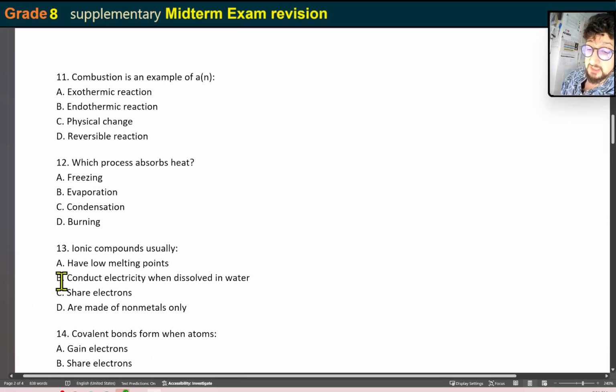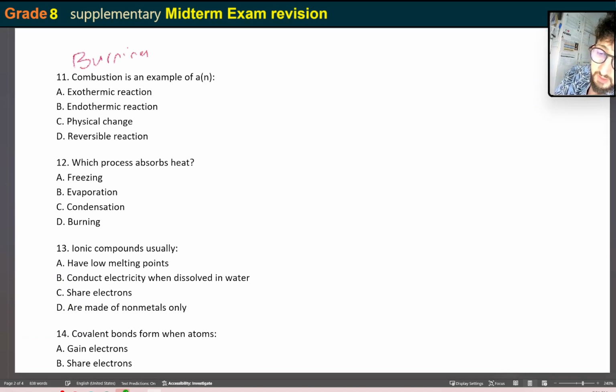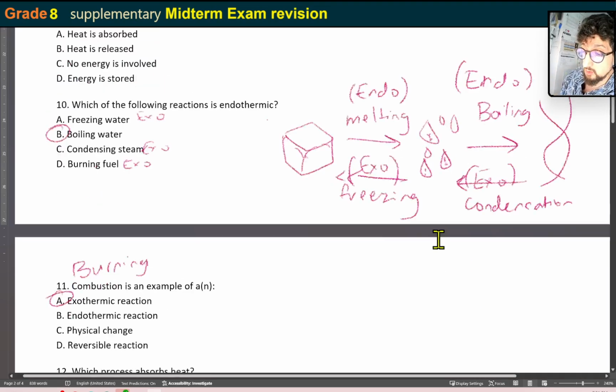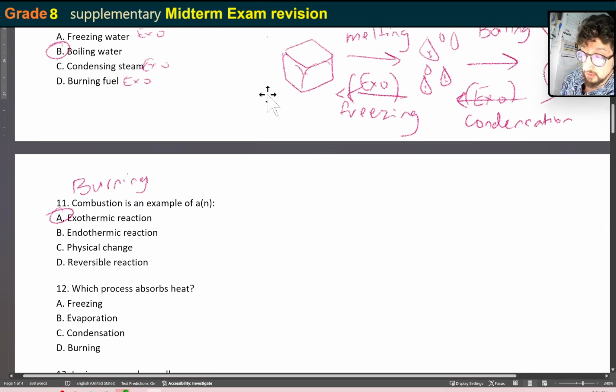Right, combustion just means burning, and that is exothermic. Which process absorbs heat? So once again, let's go back to this. Which one do you think absorbs heat? Okay, so that one definitely not. That one releases heat. Freezing is also exothermic. Evaporation, also known as boiling, that is endothermic. That absorbs heat. Condensation is also exothermic.